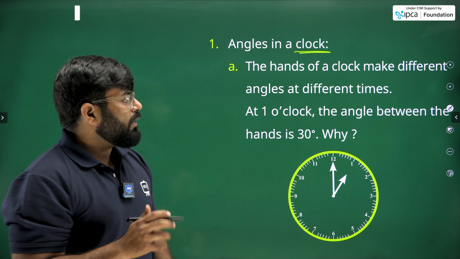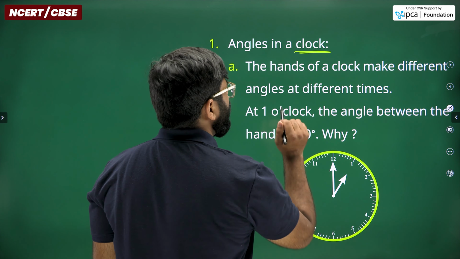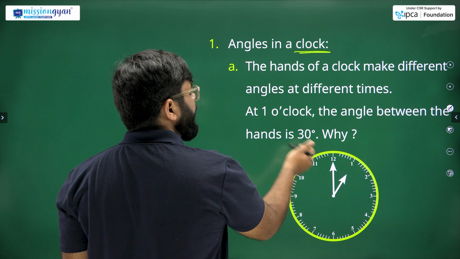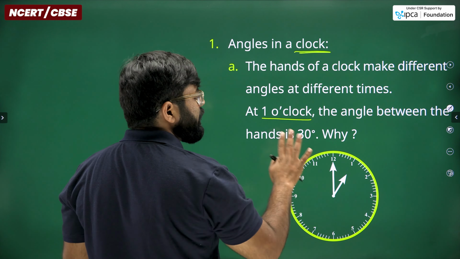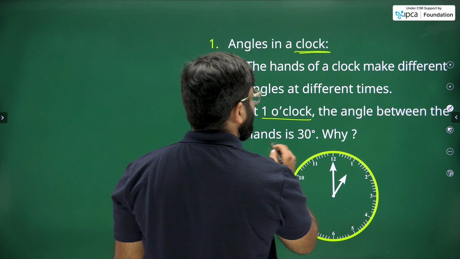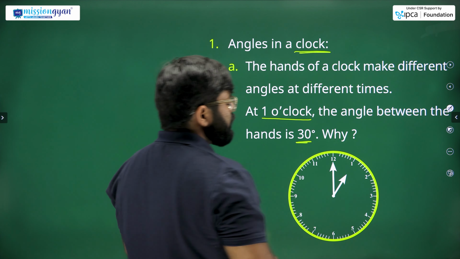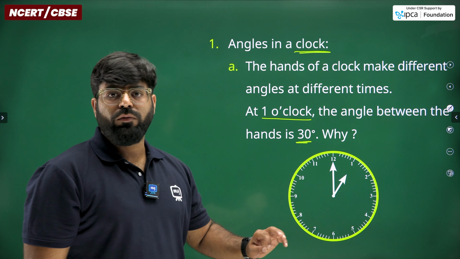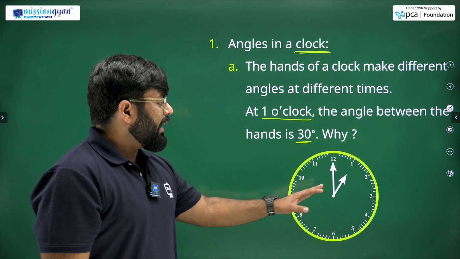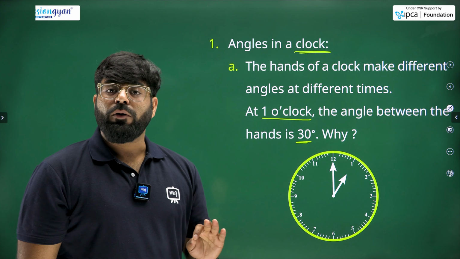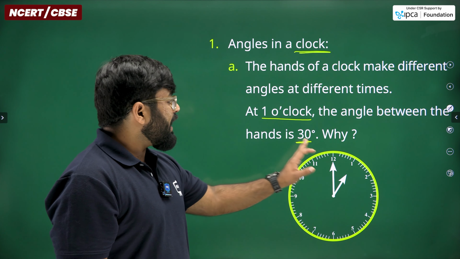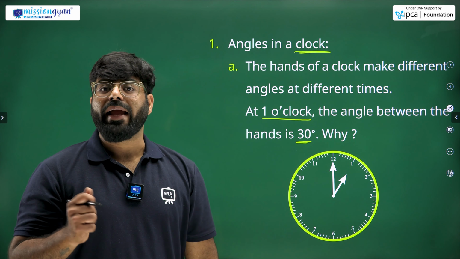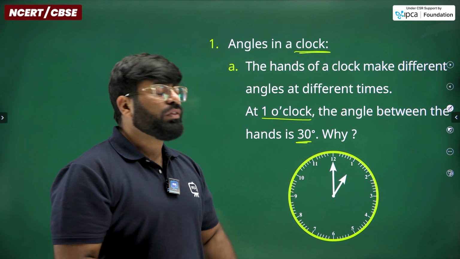Is that clear? Now the question is saying at 1 o'clock. This clock is showing 1 o'clock. The angle between the hands is 30 degree. Why? So basically the question is saying it is 1 o'clock in this clock. Now they are saying it is 1 o'clock and the angle between both the rays is 30 degree. Tell me why this angle is of 30 degree.